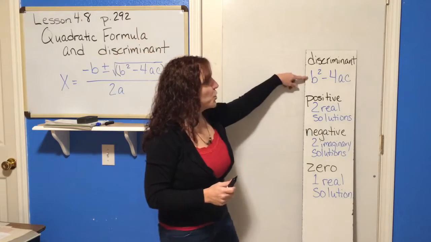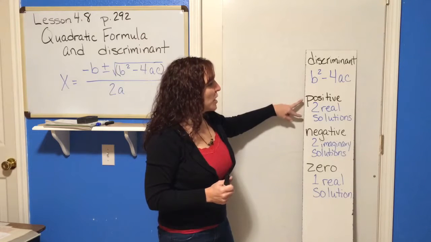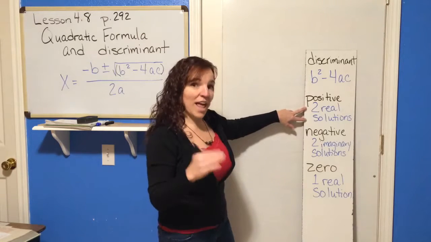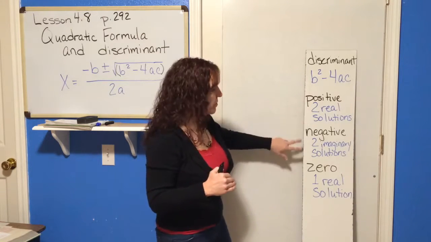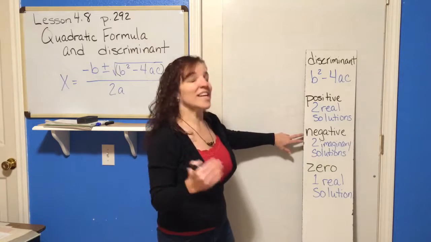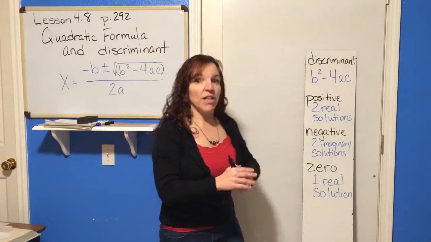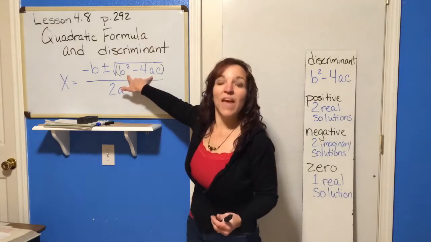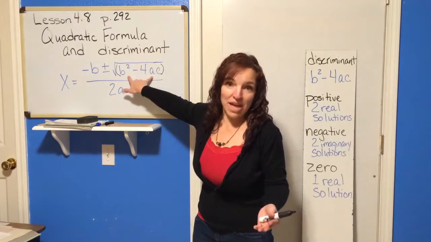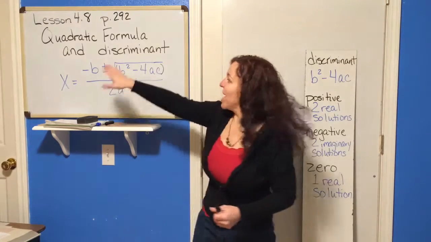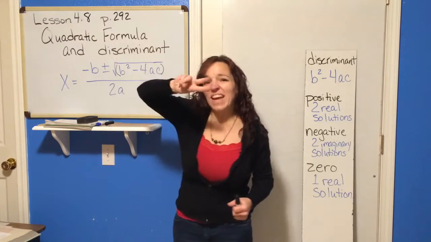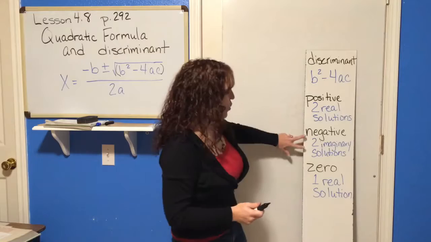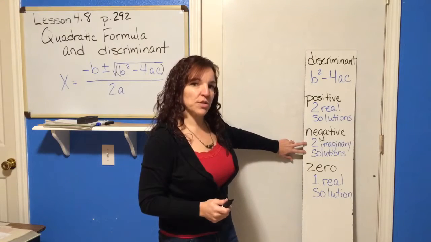So if you put the numbers in for the discriminant and you get a positive answer, then you will have two real solutions. If you put those in and you get a negative answer, then that means that the number under that square root was negative, and that means there's going to be an imaginary number. But because it's plus or minus, that actually is two answers. So you've got two imaginary solutions.